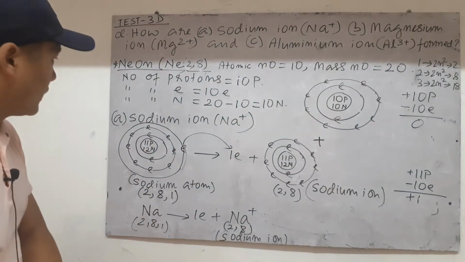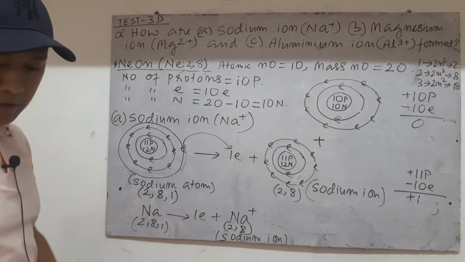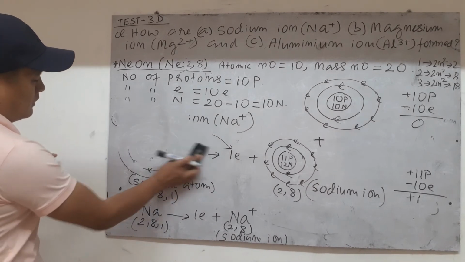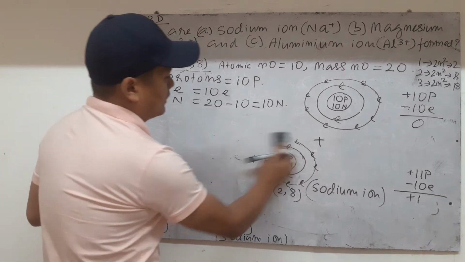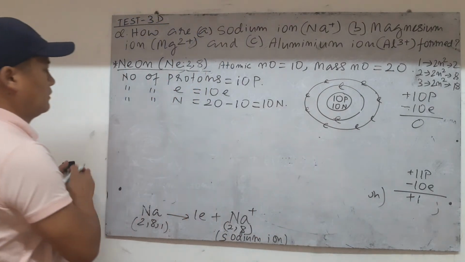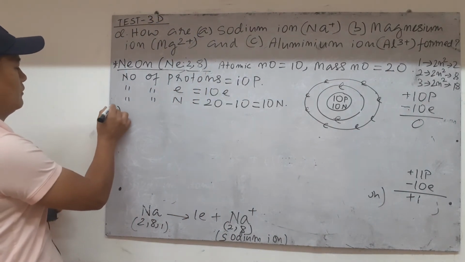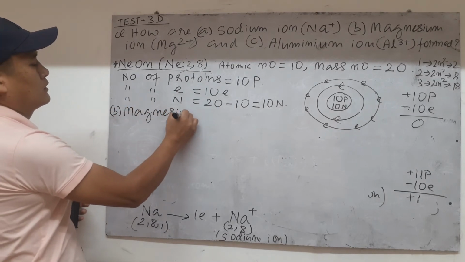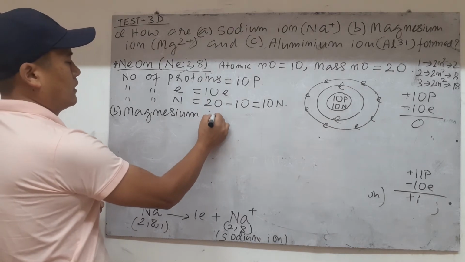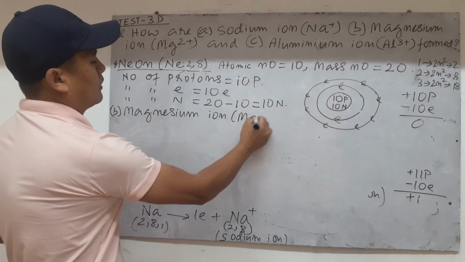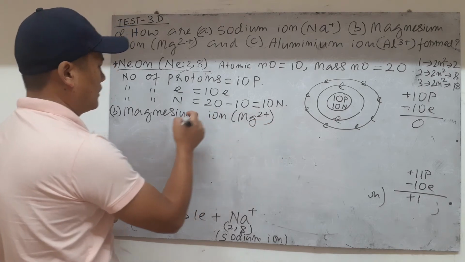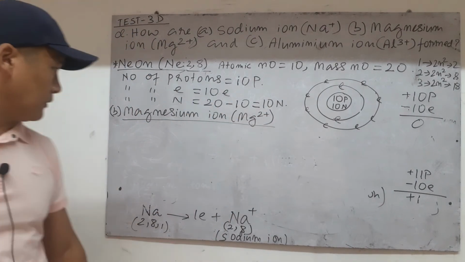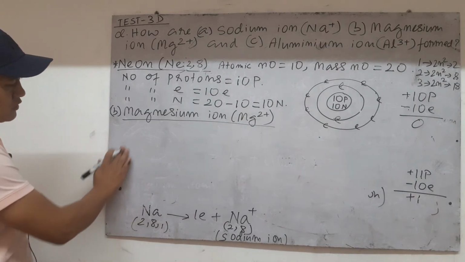Let us go to the next one. Keeping this neon again, we will go to B. As you can clearly see, B is the magnesium ion. Let us see how the magnesium ion is formed. Understanding how some of these ions are formed will help us to do the test clearly. So now let me draw the structure of the magnesium atom.